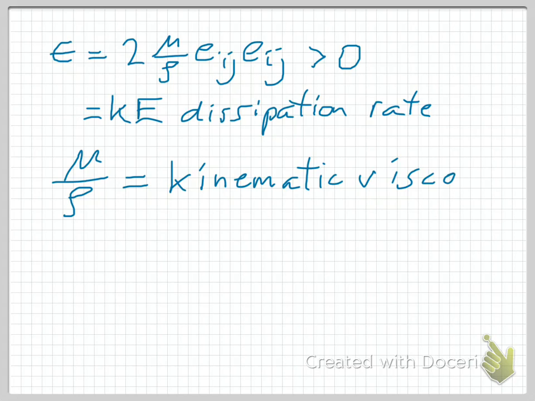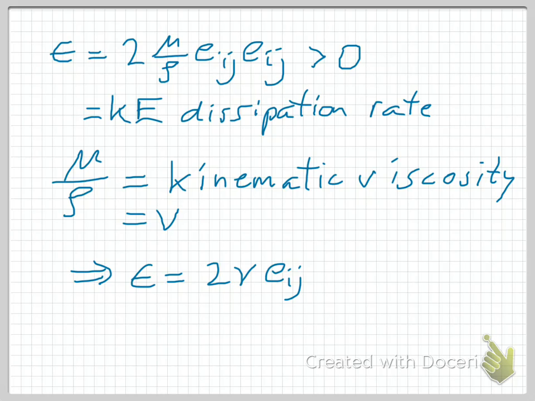The kinematic viscosity, symbolized as nu, the Greek letter nu. And so we end up with epsilon equal to 2 nu E_ij E_ij.